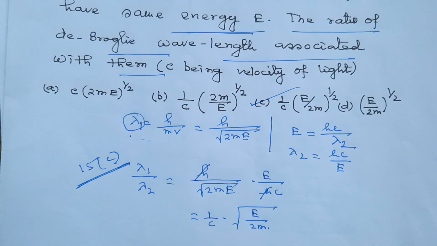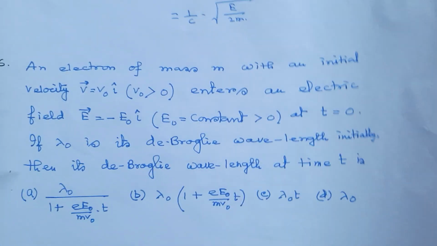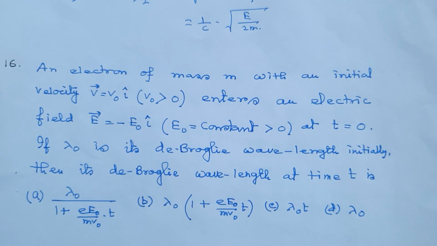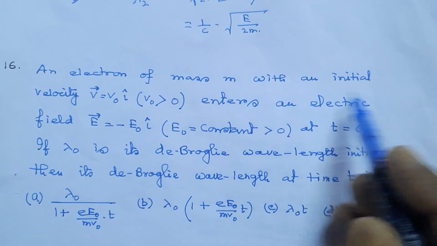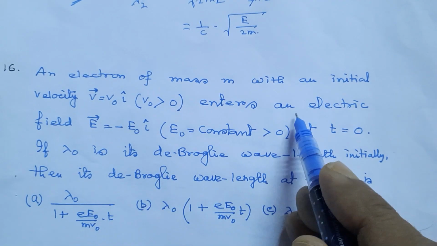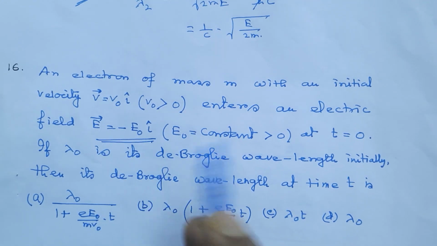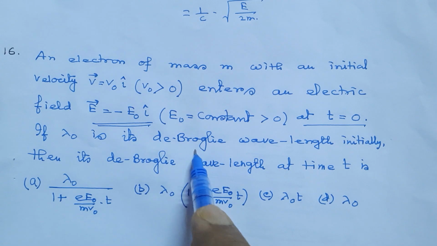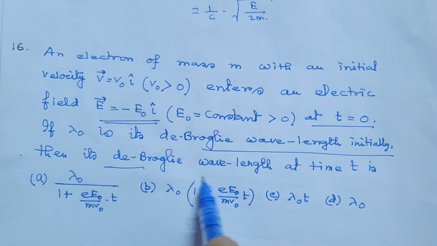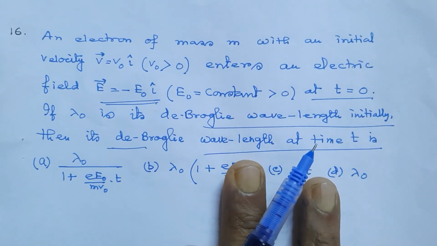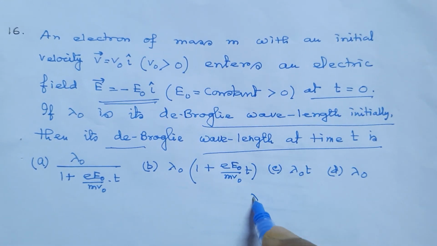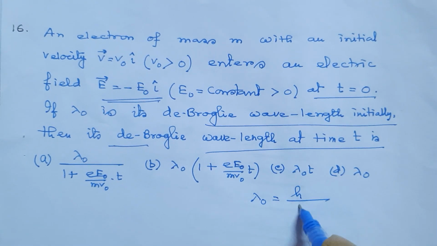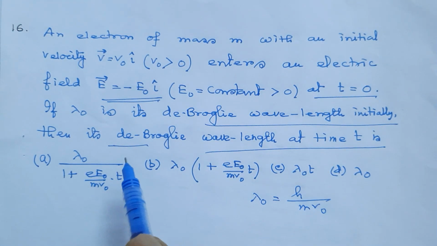Now let us take question number 16. An electron of mass m with an initial velocity v0 i enters an electric field E equals minus E0 i at t equals 0. If lambda 0 is its de Broglie wavelength initially, then find the de Broglie wavelength at time t. So the initial de Broglie wavelength lambda 0 equals h by mv0, v0 being the initial velocity.